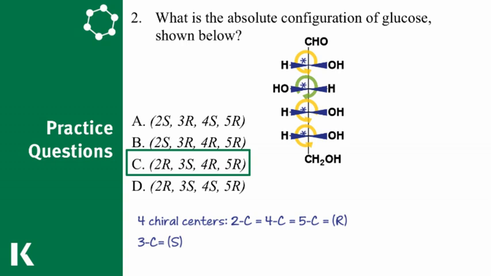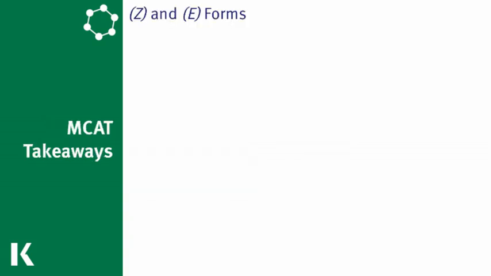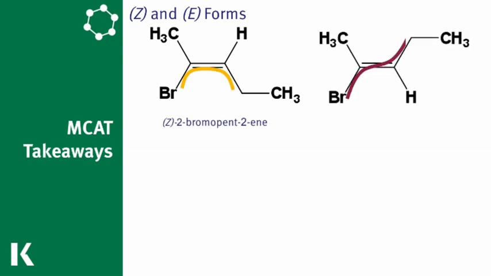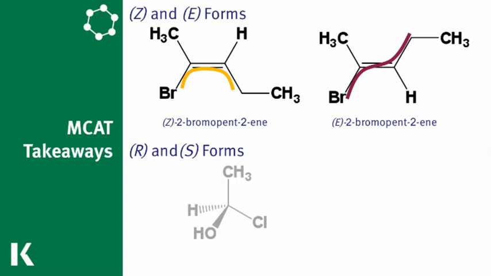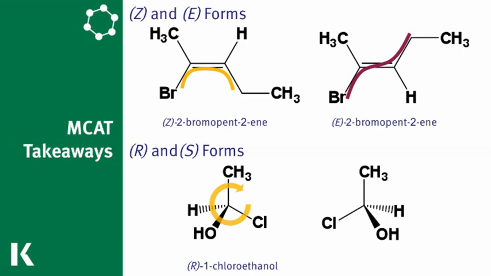If you got both of those questions correct, congratulations. If not, please feel free to go back and rewatch this video as many times as you need. Before we finish, however, let's recap what was covered. We began with the Z and E configurations, examining both forms of 2-bromo-pent-2-ene. We then explored R and S nomenclature, noting that a clockwise arrangement of the top 3 priority substituents indicates R stereochemistry, and that a counterclockwise arrangement indicates S.